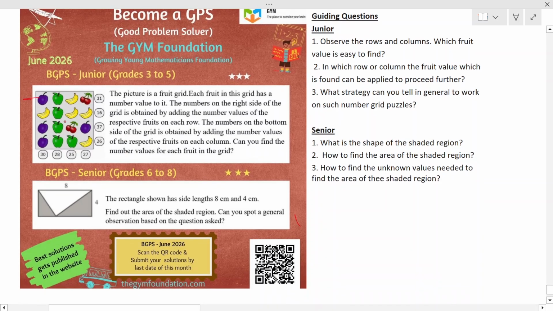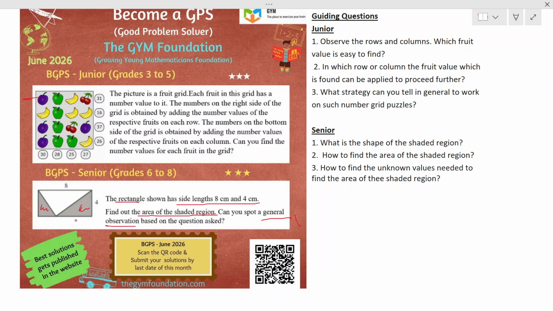It's a very straightforward question. It says the rectangle shown has side lengths 8 centimeter and 4 centimeter. Find out the area of the shaded region. Can you spot a general observation based on the question asked? So they are asking for the area of the shaded region, and this is a rectangle with side lengths 8 and 4 centimeter. As you see here, this is the area that they have asked for.